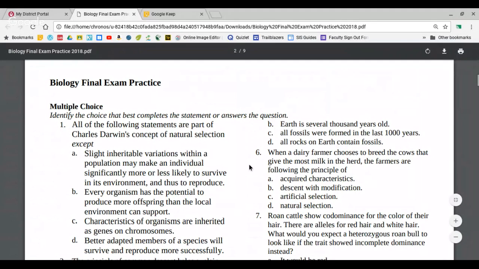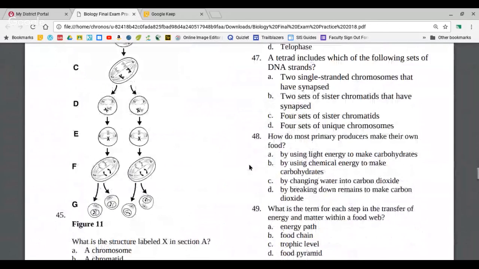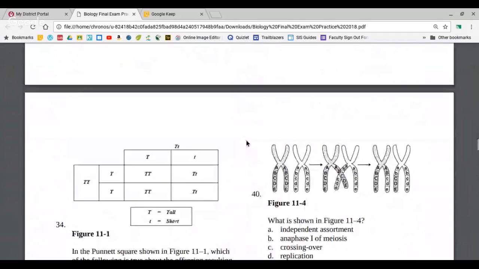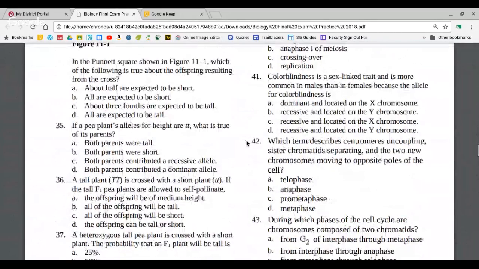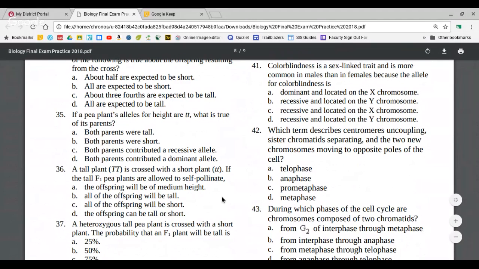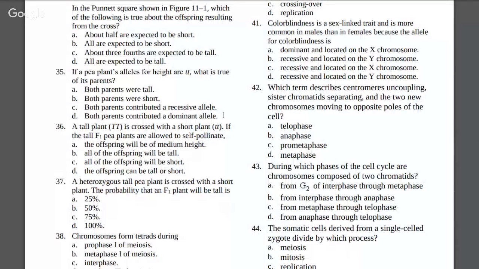And we can get rolling with Michael's question, 35, 37, I think he said. All about pea plants and Punnett squares, I'm sure that's all it is. All right, 35. If a pea plant's alleles for height are TT, what is true of its parents?